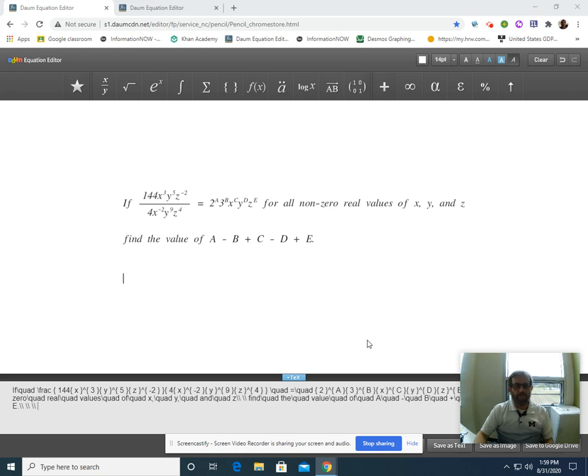Third and final question of the day. If 144x to the third, y to the fifth, z to the negative second is divided by 4x to the negative second, y to the ninth, z to the fourth, and equals 2 to the a, 3 to the b, x to the c, y to the d, z to the e, for all non-zero real numbers x, y, and z, find the value of a minus b plus c minus d plus e.